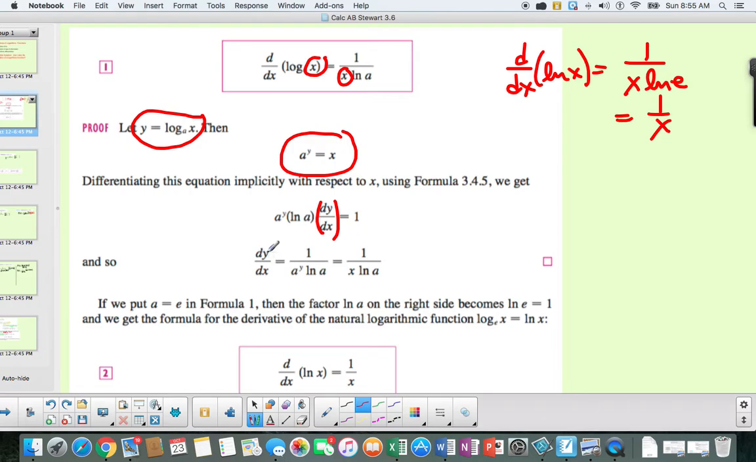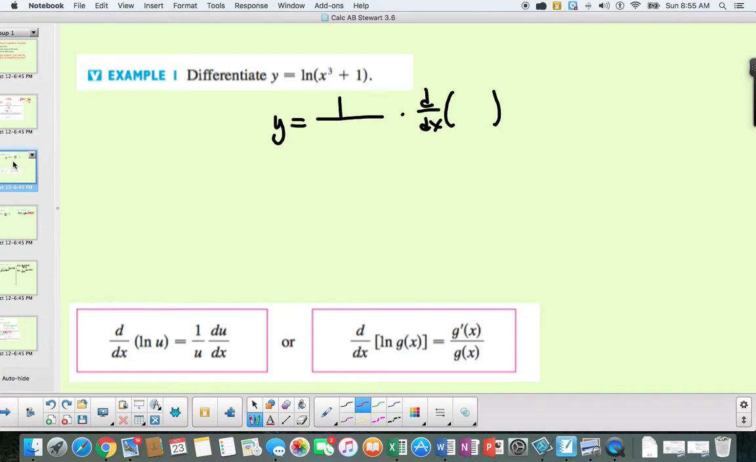We're going to solve for dy/dx. That's going to be 1 over a to the y times natural log of a, and we can resubstitute and write a to the y as x. So that's why it works, and I've already talked about when you have base e. Okay, let's go ahead and utilize these.